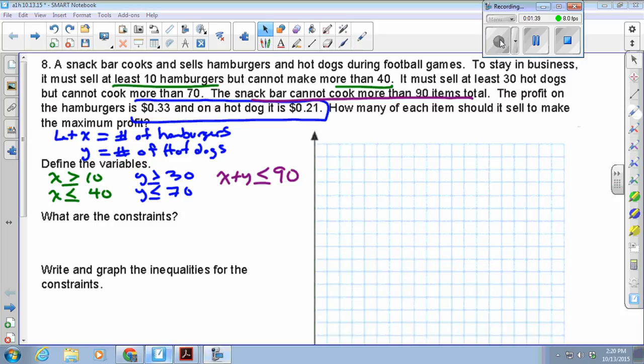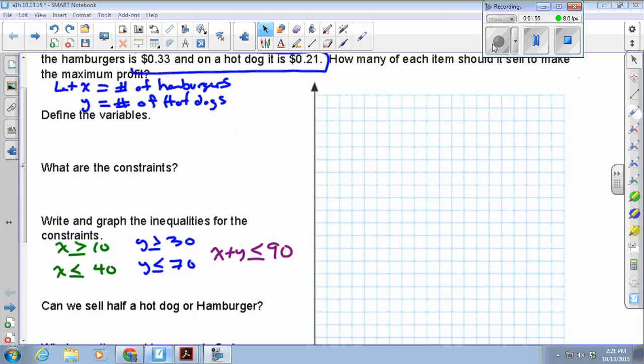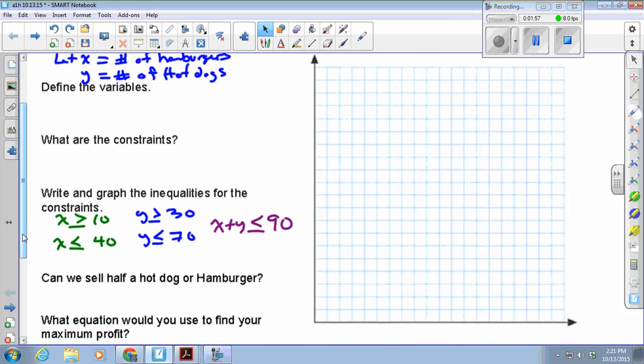And I guess I probably should have had those equations down here. I'm missing a step. What are the constraints? Right, and graph these. So all of these should be down here. So now we've got a graph, but before we can graph, remember we've got to define these things. We know that our x values down here were hamburgers.